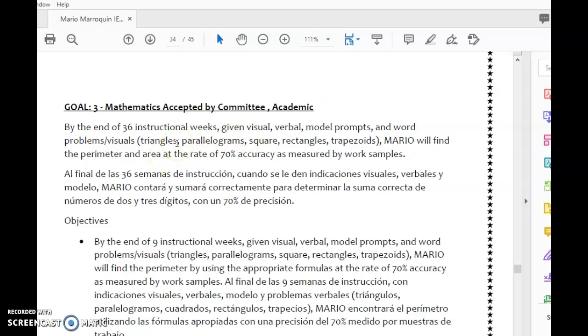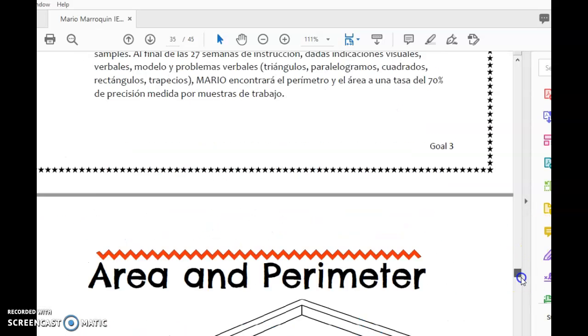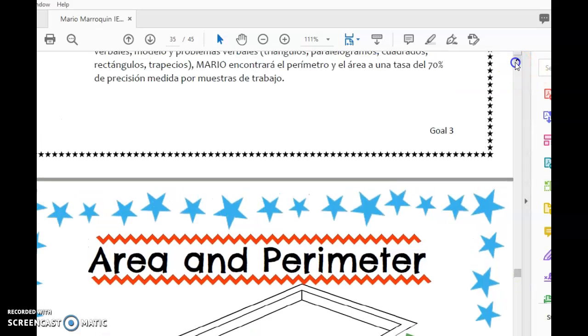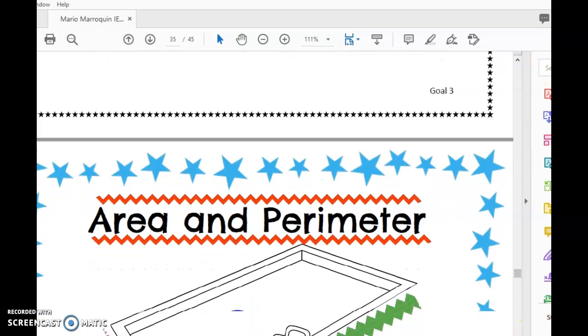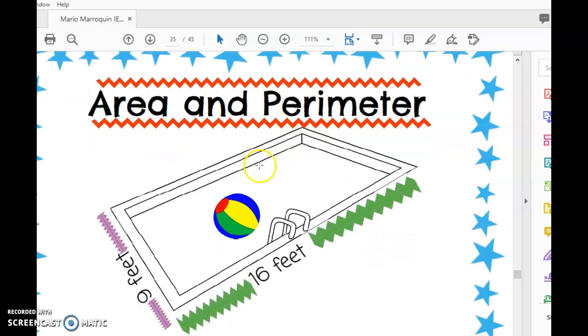Okay, Mario, so today we're going to continue with goal 3 and 4. This one's changed. Here we are going to find the perimeter by using the appropriate formulas for the shapes: triangles, parallelograms, squares, rectangles, and trapezoids. Right here I added an anchor chart for area and perimeter, but we're just looking at perimeter.